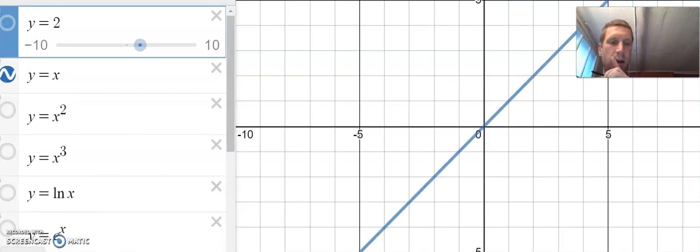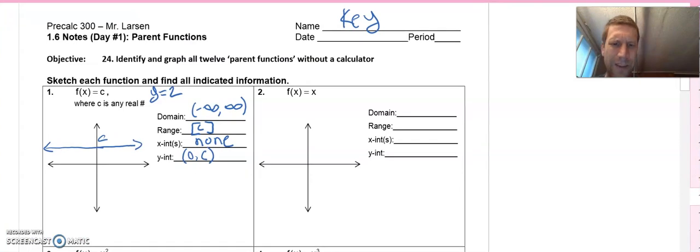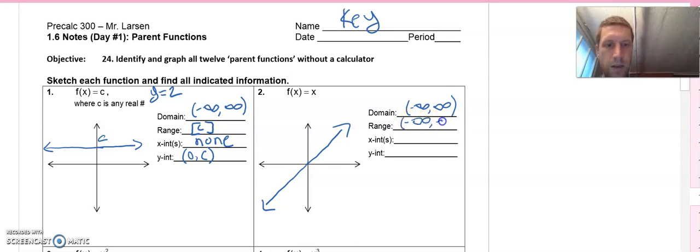Okay, y equals x. Remember, if we're thinking slope-intercept form, y equals mx plus b, it's really y equals 1x plus 0, right? So y-intercept of 0, slope of 1 over 1. A lot of us don't think about that, but this is just going to be a diagonal line cutting through quadrants 1 and 4. I'm sorry, 1 and 3. So domain, negative infinity to positive infinity. Range is the same. X-intercept 0, 0, y-intercept is 0, 0.